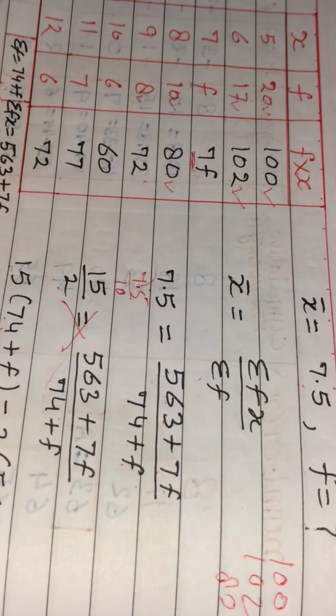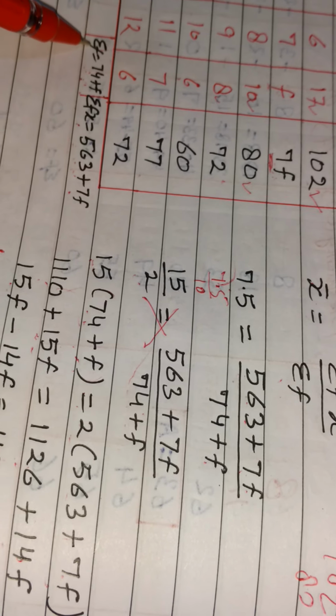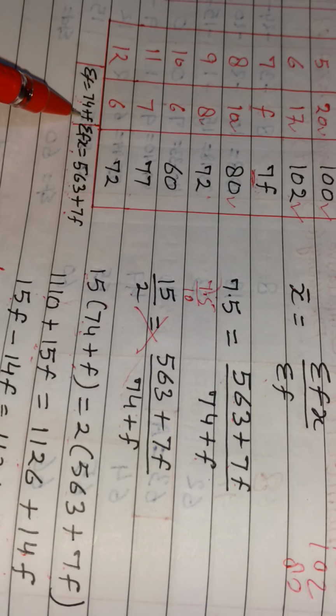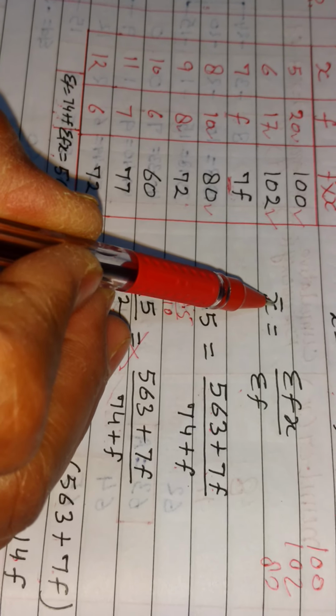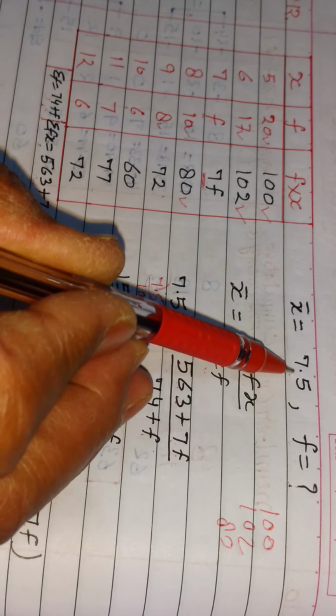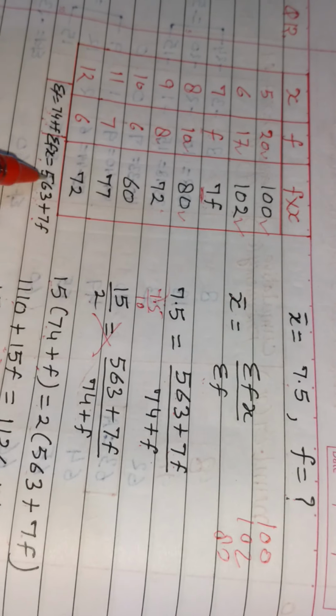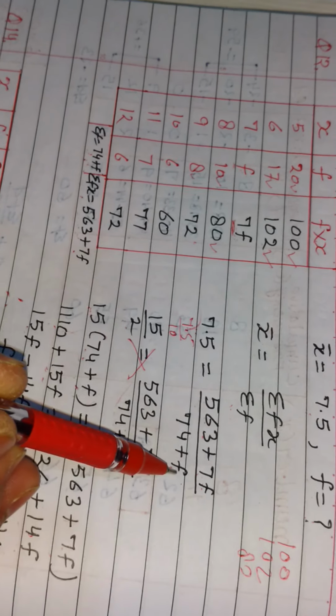So sigma fx we have got when you add 563 plus 7f. Similarly, sigma f equal to 74 plus f. Now we use the formula mean equals sigma fx upon sigma f. Sigma x we have got 7.5, sigma fx we have got 563 plus 7f, sigma f 74 plus f.